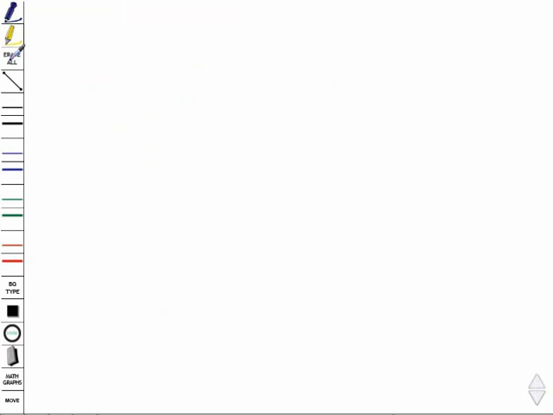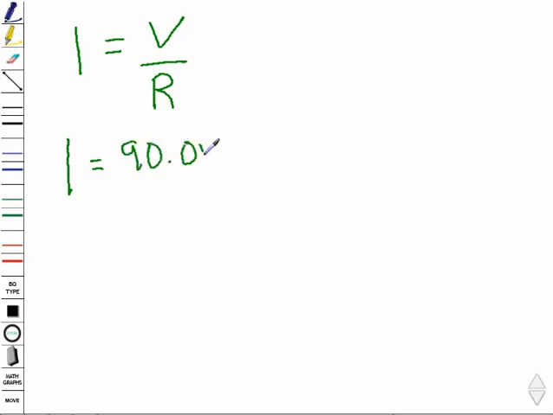Lastly, we want to find the total current of the parallel circuit. And once again, we're going to use Ohm's law, which we rearranged to solve for current, where the total current is equal to the total voltage divided by the total resistance. We knew from the beginning that our total voltage was 90 volts, and we just found that our total resistance was 10 ohms. So we find that our total current is 9 amps.